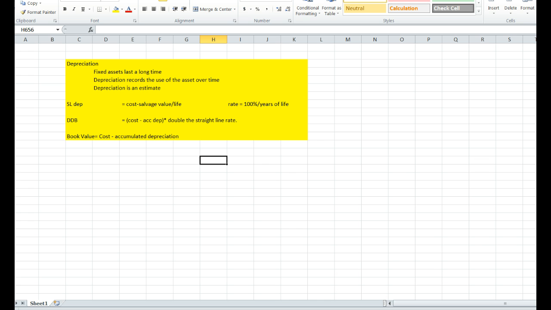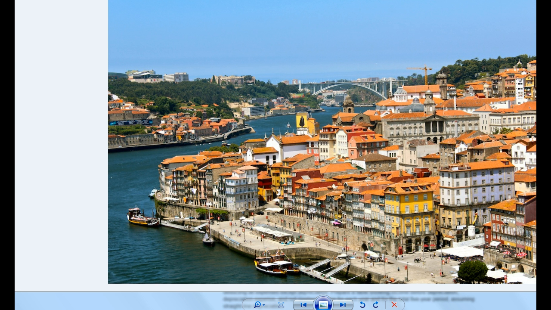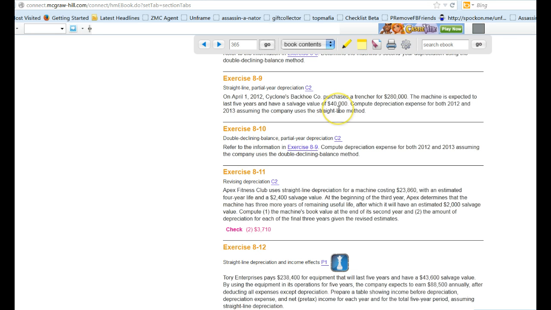All right, so let's take a look at a problem, if I can find a problem. Oh, here we go. Let's try exercise 8-9. In April, Cyclone Backhoe purchases a trencher for $280,000. The machine is expected to last 5 years and have a salvage value of $40,000. Compute the depreciation expense for both 2012 and 2013, assuming the company uses straight line depreciation.